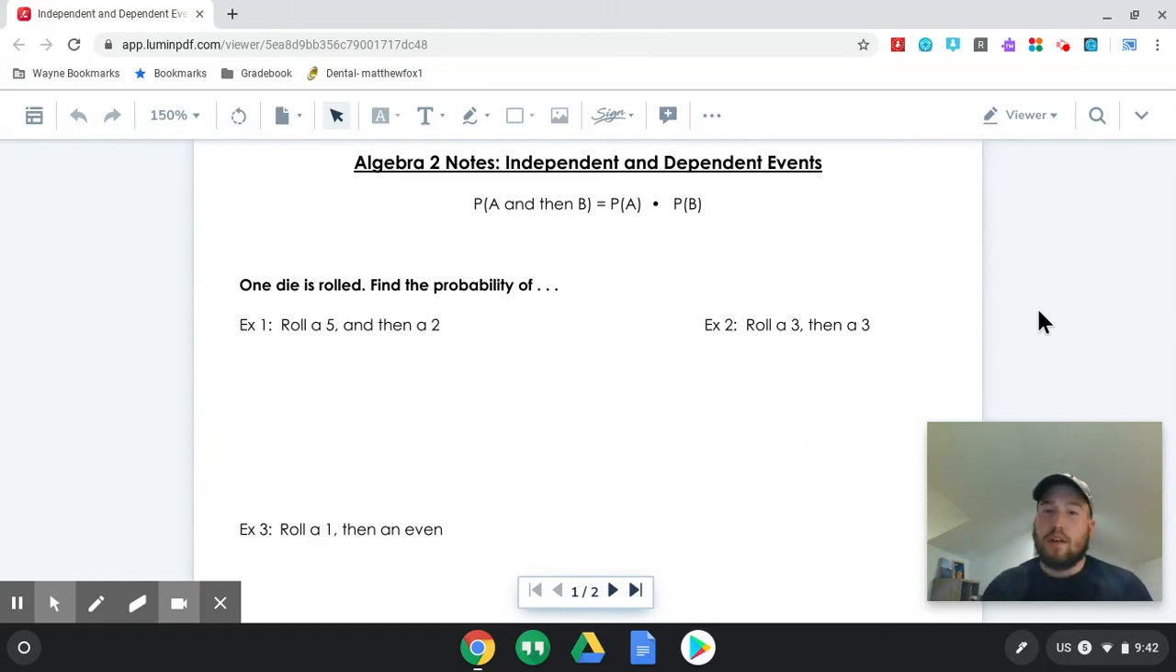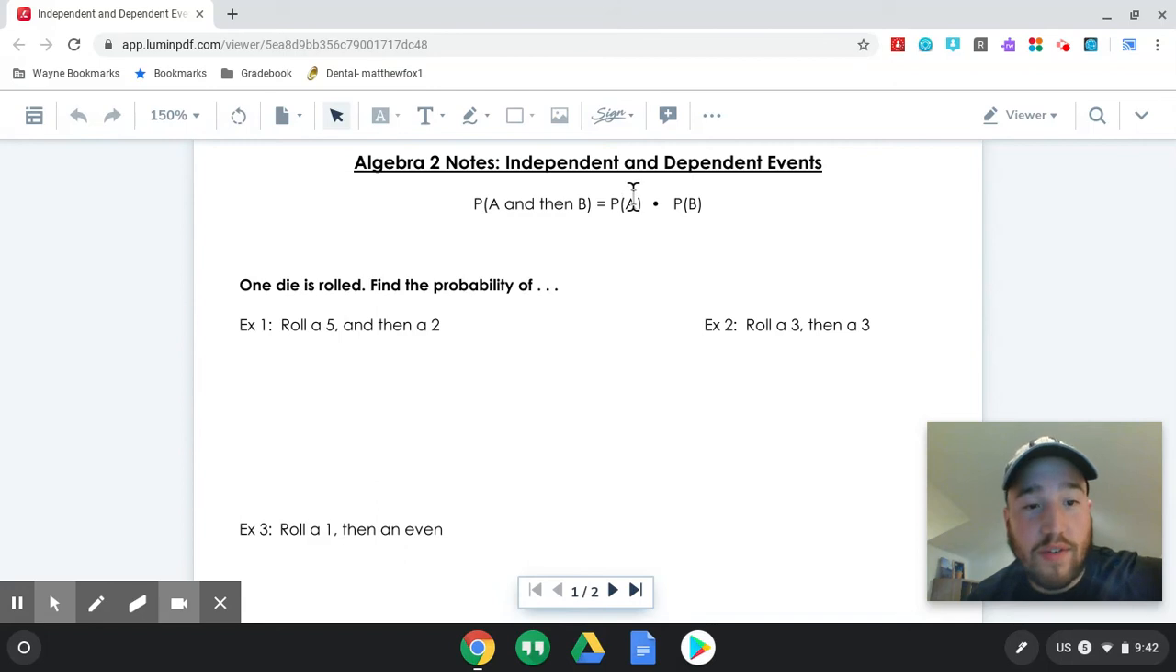Now, if you look up here at the top, for both of these, we're going to use the probability of A and then B, meaning one happens and then the other one happens. Think of "and then" as meaning when. So A happens first, then B happens second. We take the probability of A times the probability of B to get that.